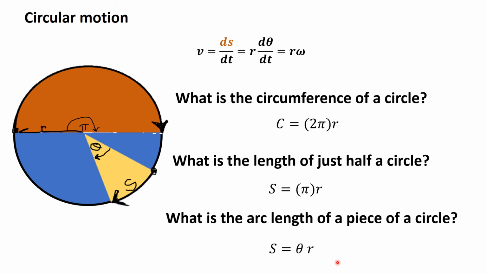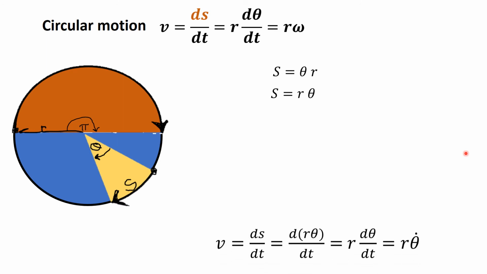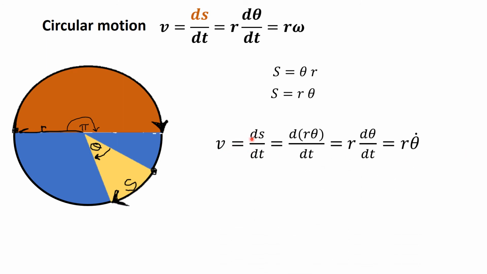Okay, now that we have this equation, what are we going to do? We don't want just the arc length, we want how that thing is changing with time. I'm going to just rearrange this. For some reason they always put r first. So velocity, change in position over change in time, change in this length over change in time, and this arc length, that's equal to r times theta, okay? Like 2 pi r or pi r, it's the length of that little chunk.